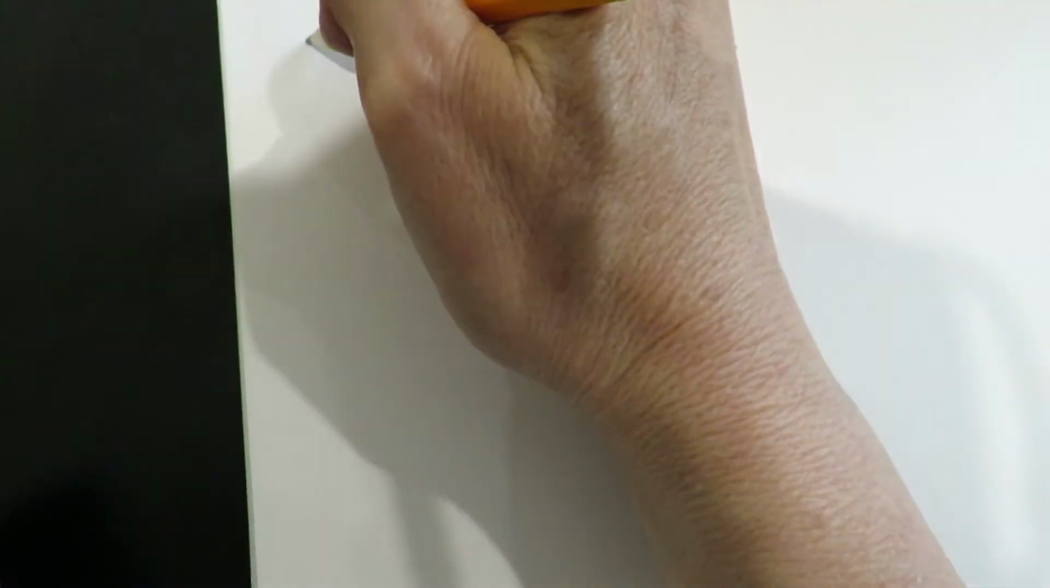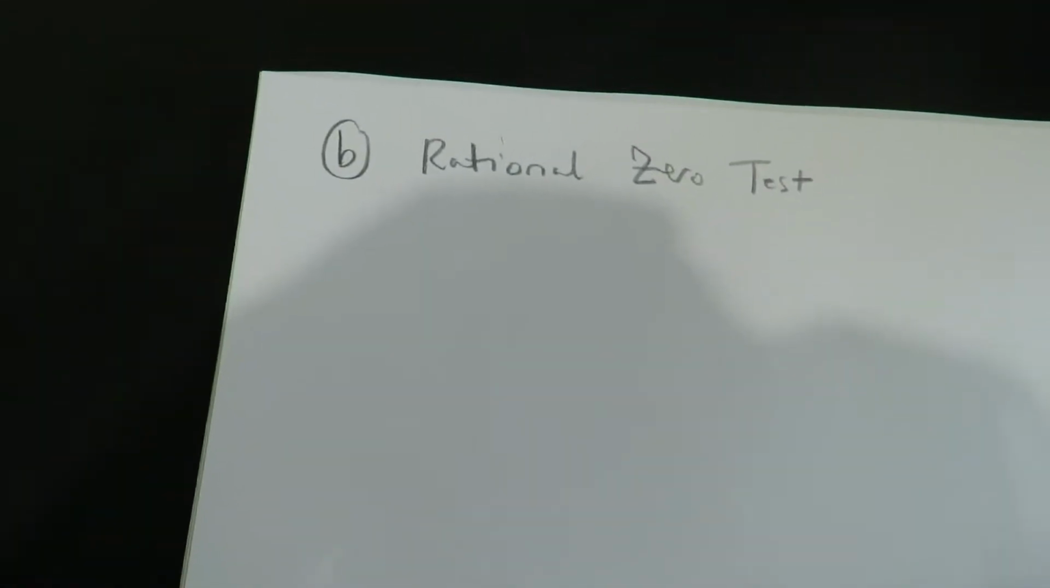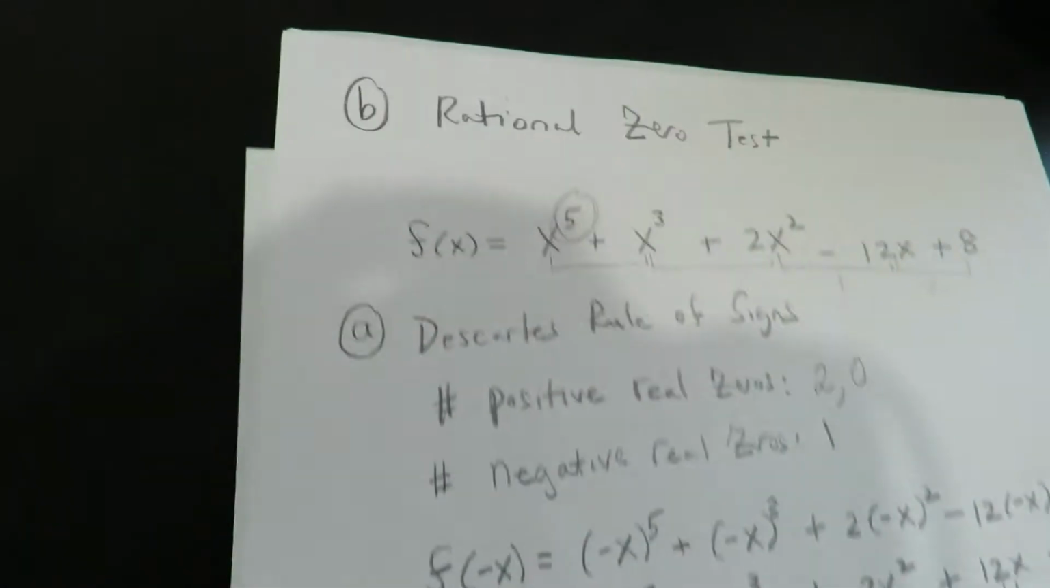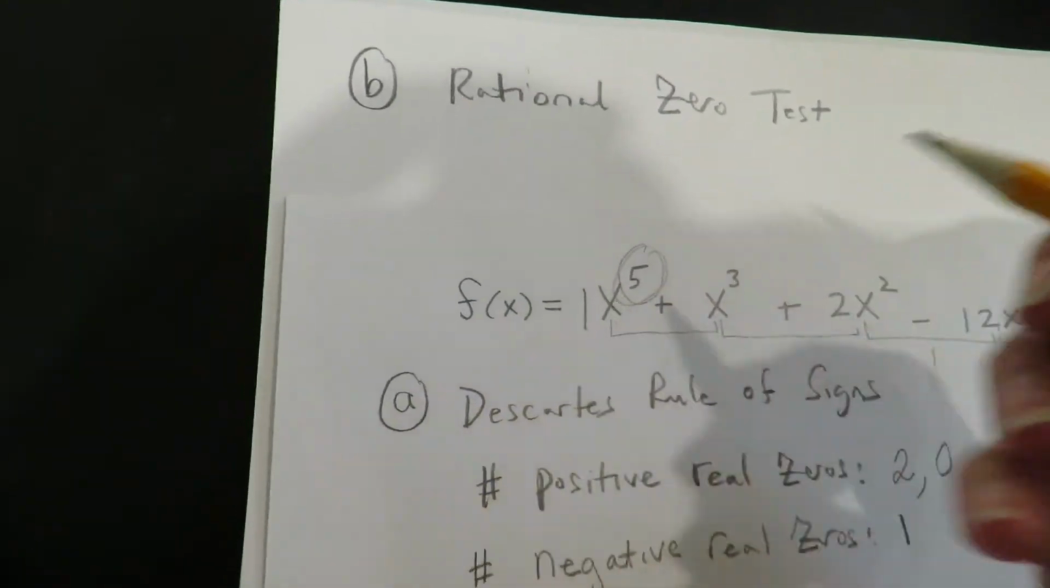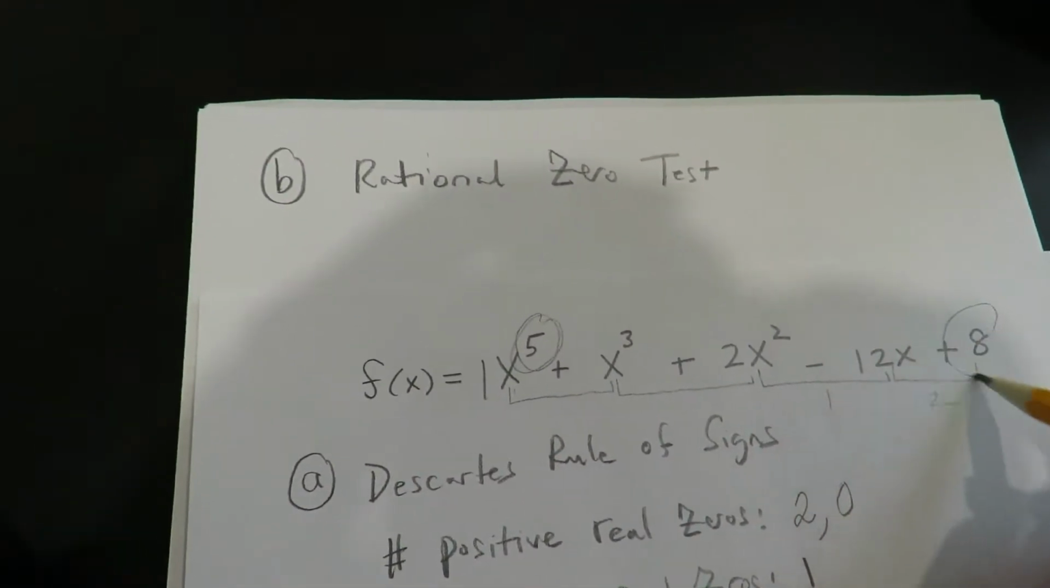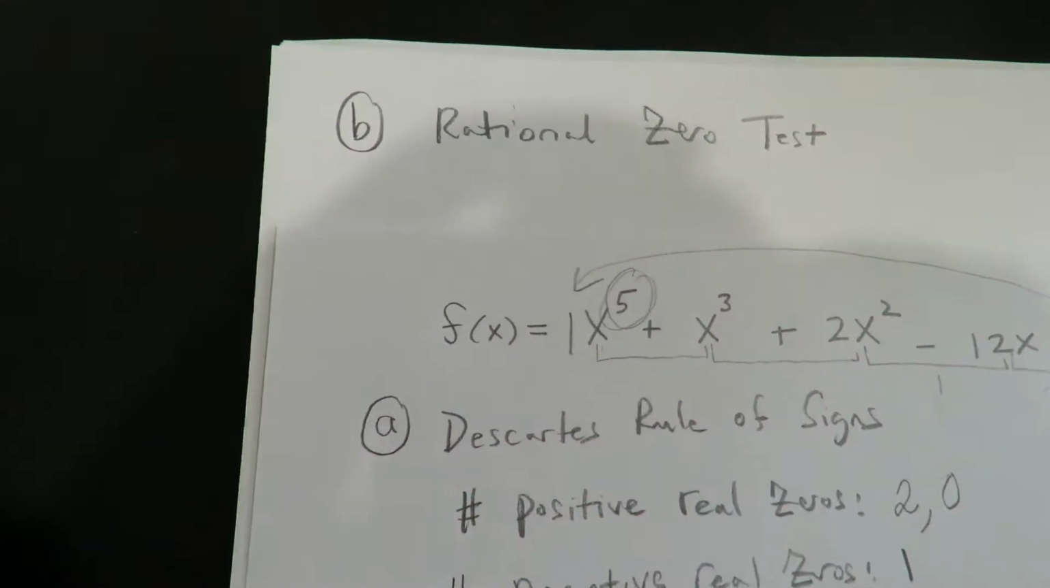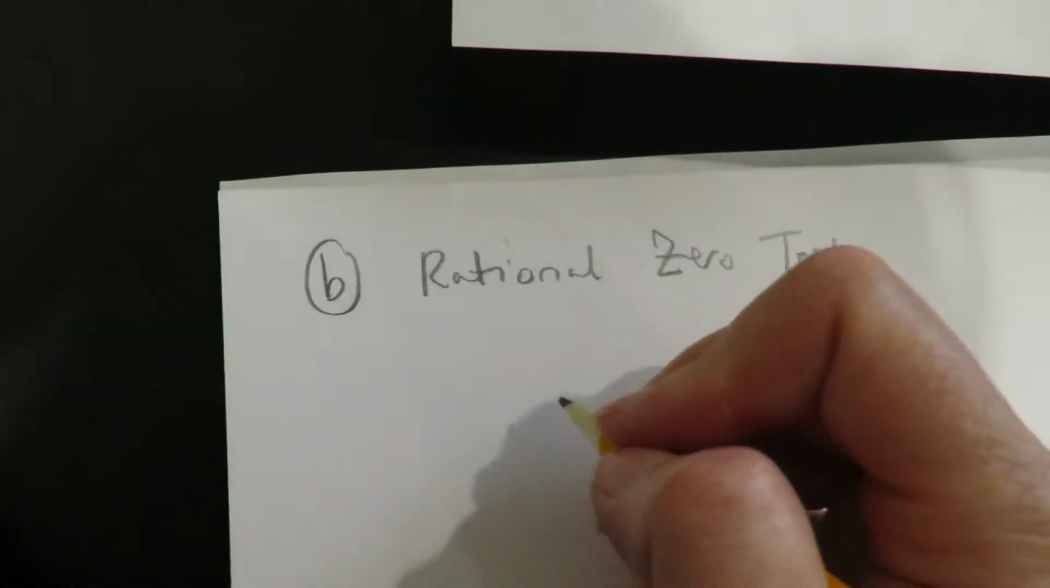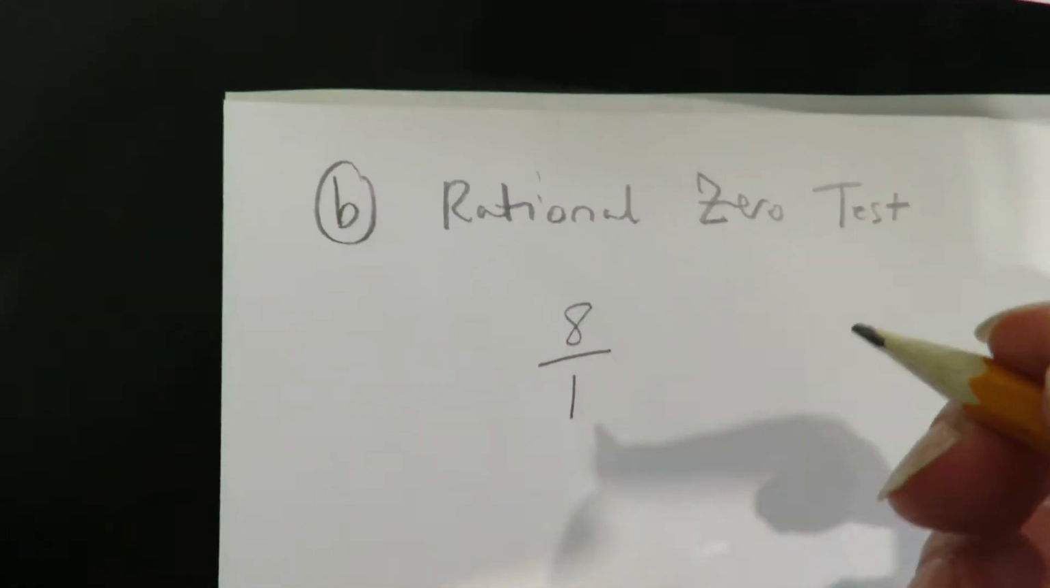All right, let's do step 2. Now, step 2 is the rational zero test. And I'll add new concepts as we go through this. All right, so this is going to be 8 over 1. So it's always the constant over the leading coefficient.